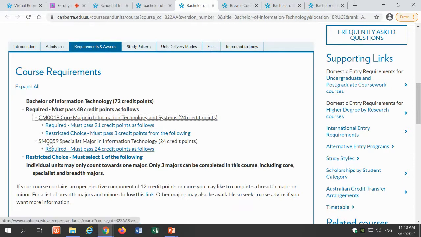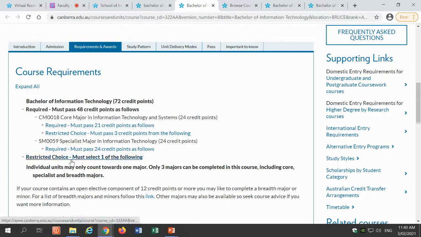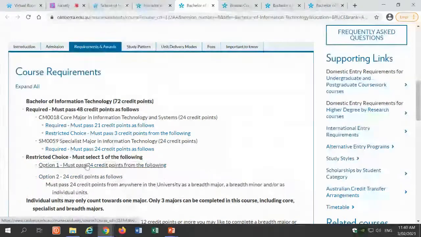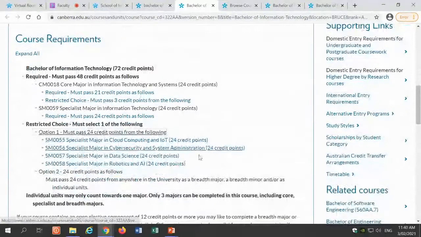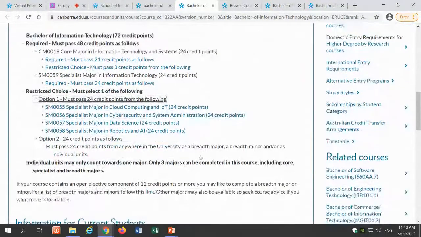In addition to that 48 credit points, you have the option of either a specialist major or you can do 24 credit points from wherever else in the university. That's useful if you want to do 8 units of science or commerce or art or whatever you want, okay?